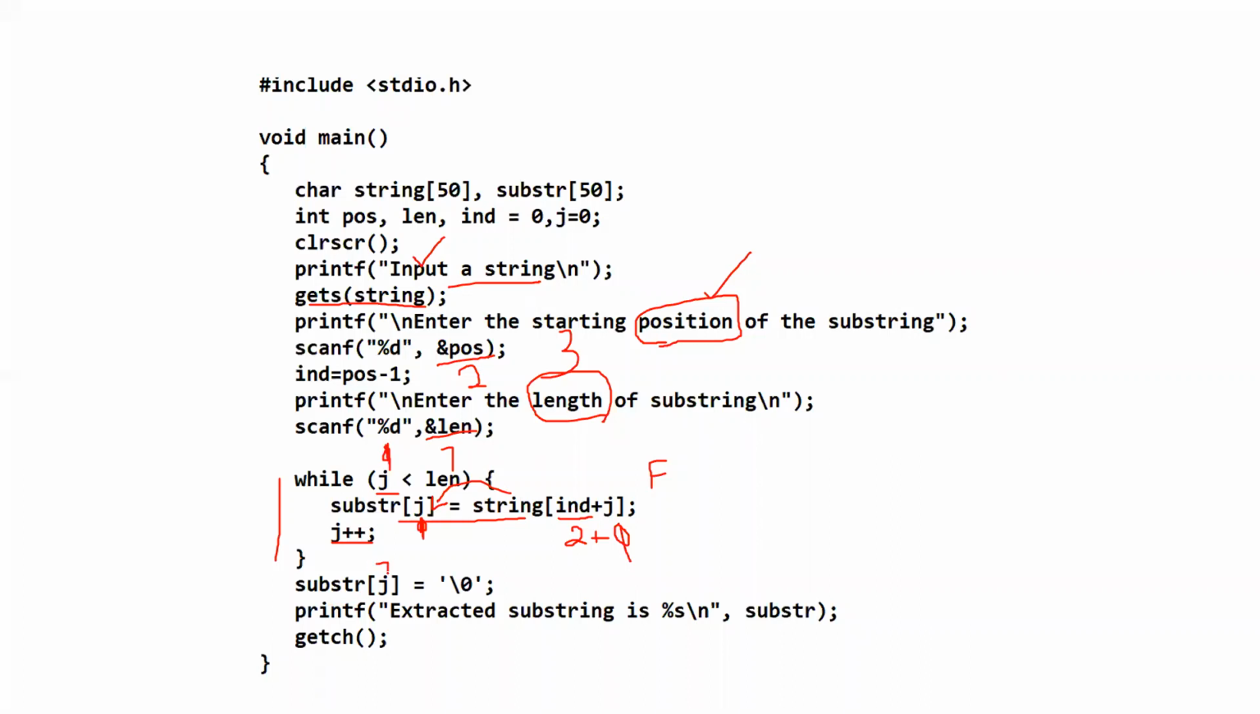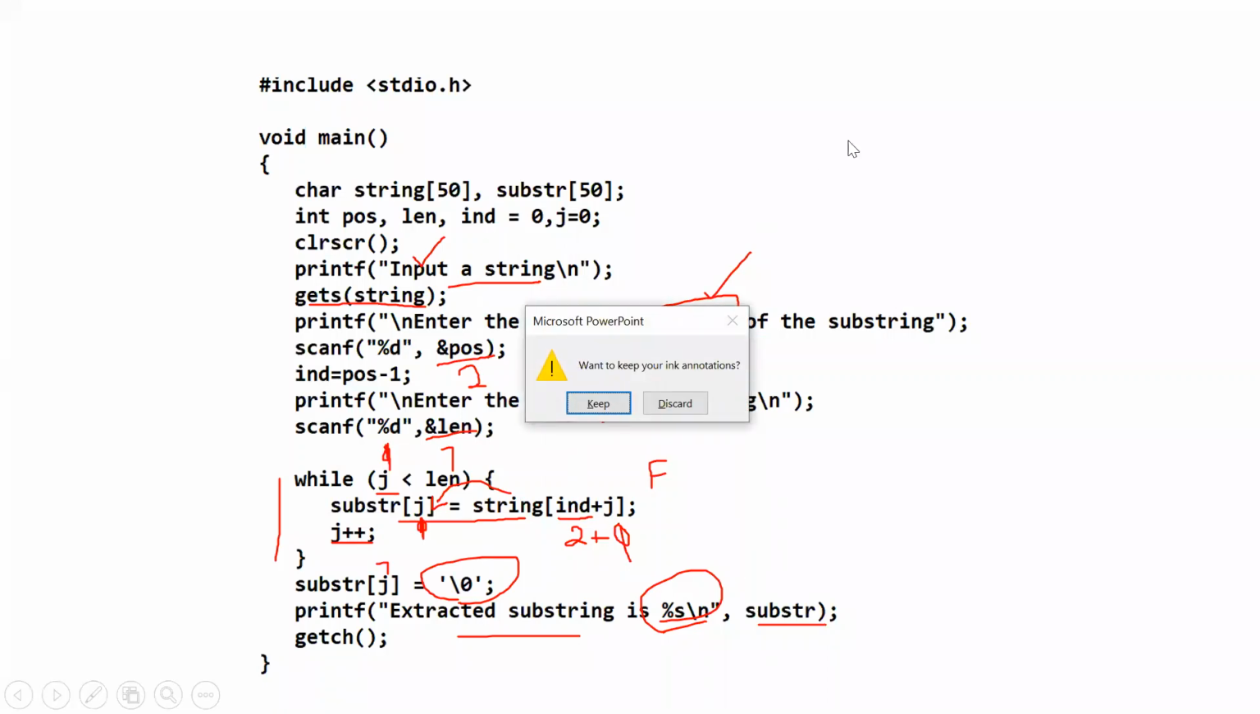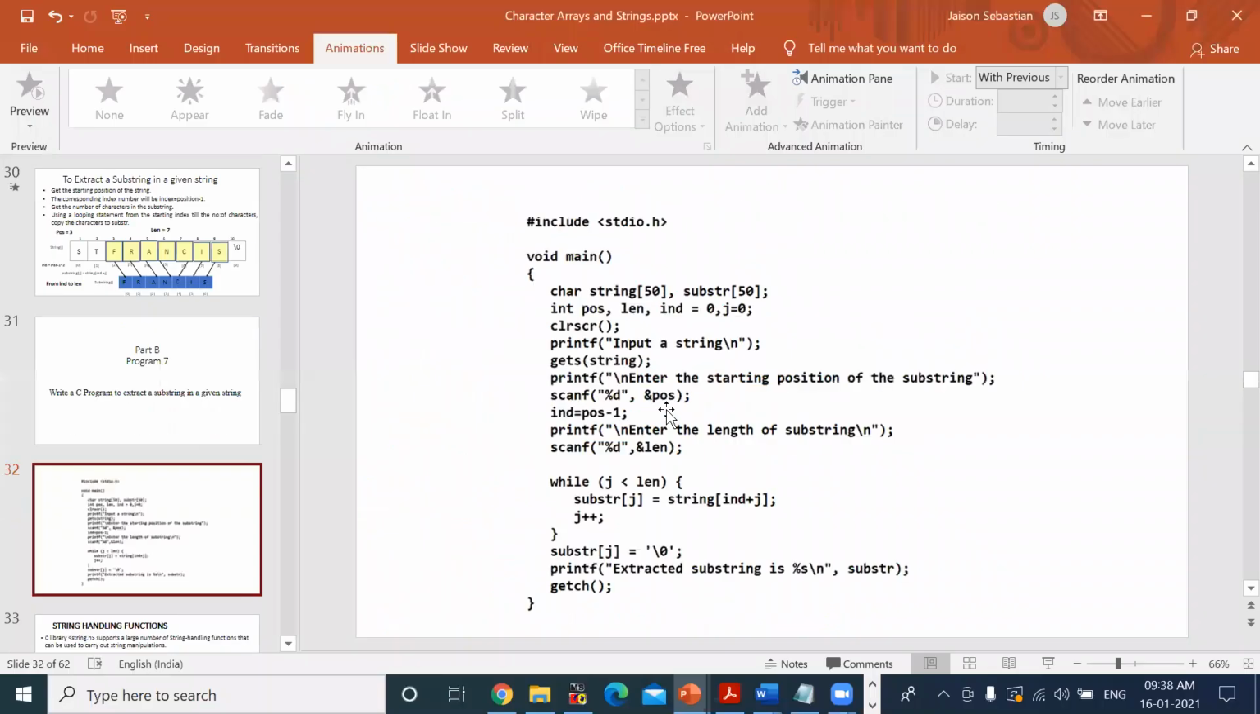Now what will happen? Substring at the position 7. So the current value of j when we come out of the while loop will be 7. At substr of 7, we will be putting a null character in order to terminate the string. This we have to manually give because we are extracting character by character from the string and copying into the substring. After that, you give a printf that the extracted string is %s. You have to give the format specifier as %s, and the substring which is there in the variable substr will be printed. So this way you can extract the substring from the string.